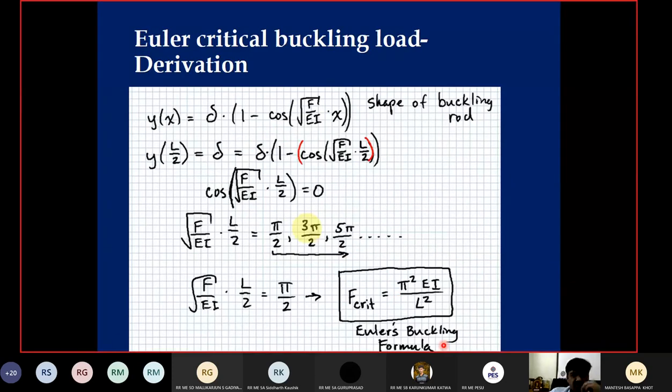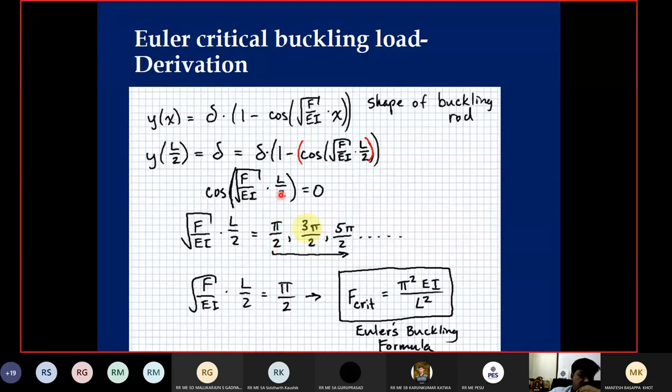Any textbook gives you various solutions, but look at the solution here. Because it's a differential equation, you won't have a single solution, you'll have multiple solutions. So the solution where cos theta is zero, the first condition you get is pi by 2. If I plug pi by 2 into this equation, you get zero, so that should be one of the solutions. The second solution is going to be 3 pi by 2, then 5 pi by 2.